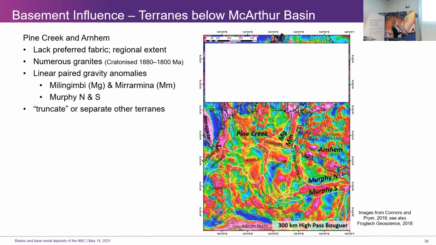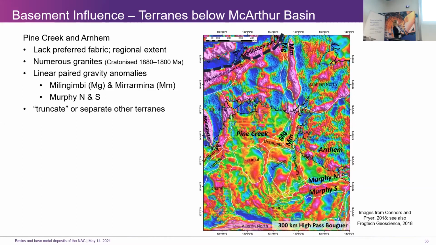Here, Milingimbi and Miramina, which I've just abbreviated there, trend north-south, and at the south, the east-west trending Murphy terrains. Now, if I take that upper one off, you can see the difference. If you're just looking at that onshore area, you're going to have a very hard time interpreting those two linear terrains between Pine Creek and Arnhem.